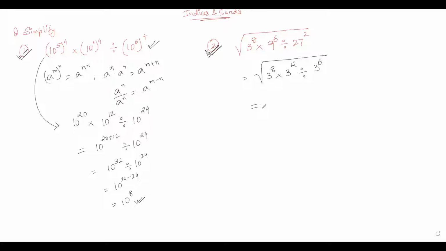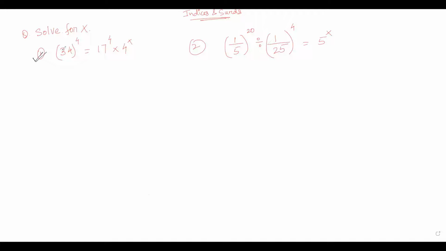So again, if we simplify this, this would be 3 raised to power 8 plus 12 minus 6, and there would be under root. So this would be 3 raised to power 20 minus 6, that would be 3 raised to power 14, and there is an under root. So this will become 3 raised to power 14 to the power 1 by 2, which would be 3 raised to power 7. So if we simplify this expression, this would be equal to 3 raised to power 7.